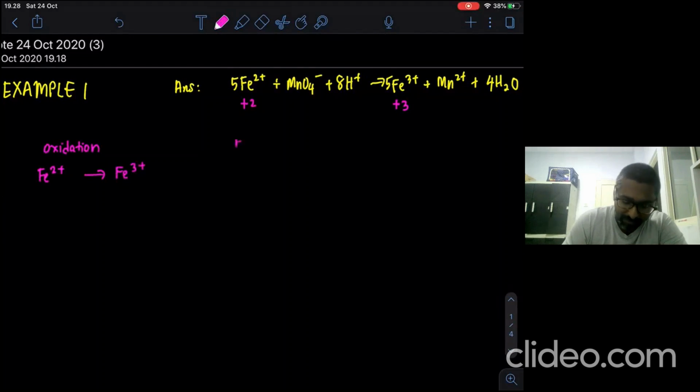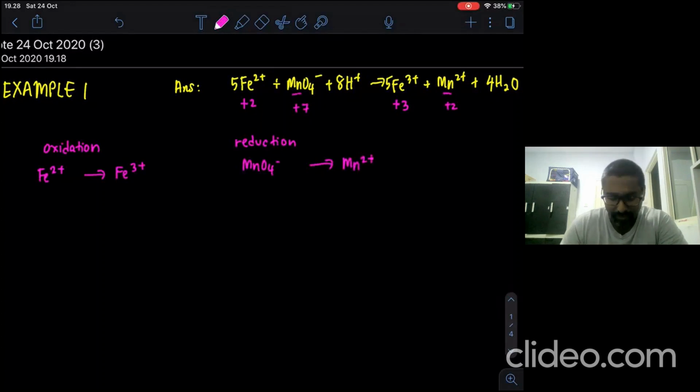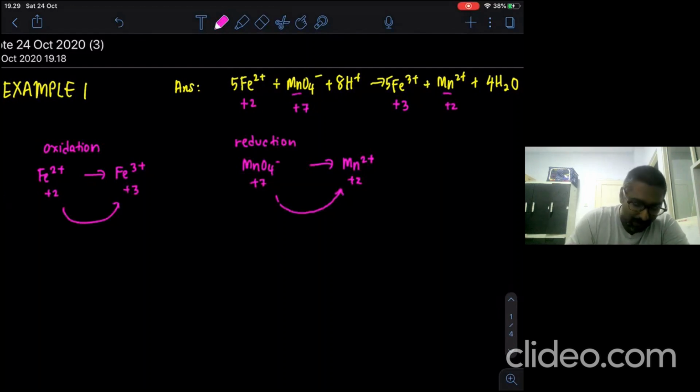Now I need to find out which one is going to be reduction. For reduction, you can calculate this yourself as well. This is supposed to be +7, and this is going to be +2. So MnO4- is changing into Mn2+. What we need to do here is write down +2, +3, and this is +7, this is +2. So what is happening in oxidation and reduction? This is oxidation, so it increases by 1 unit, and this is decreased by 5 units.